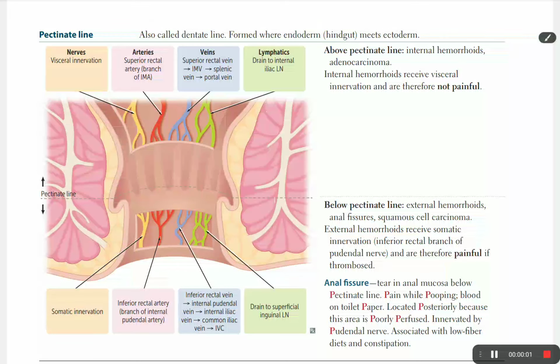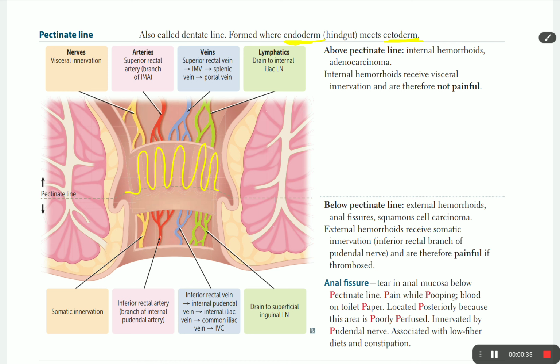Welcome back, guys. Today we're gonna talk about the pectinate line. It's also called the dentate line, because two embryological origins meet in this area: the endoderm, which mainly composes the GIT tract, and the ectoderm, which mainly composes the skin on the outer part of the body. So we're gonna compare the area above the pectinate line and the area below it to make it easy to memorize.